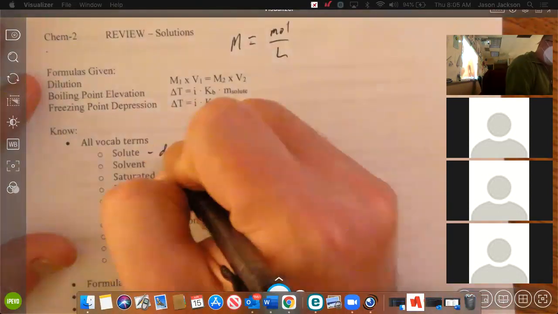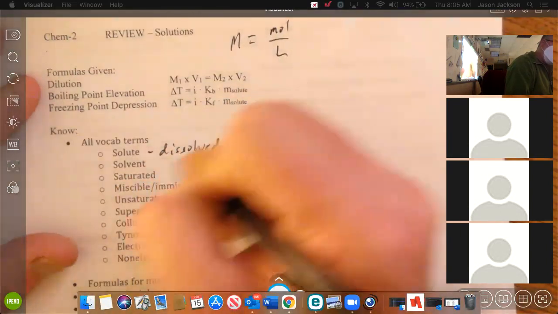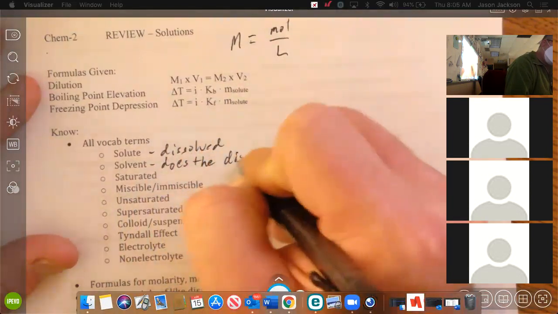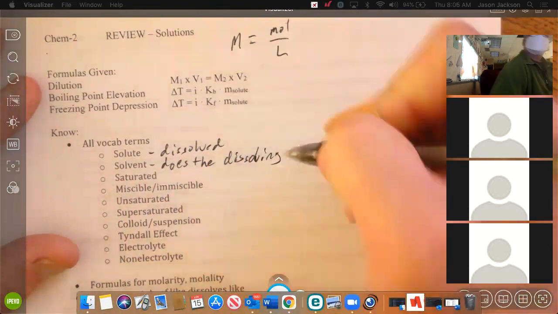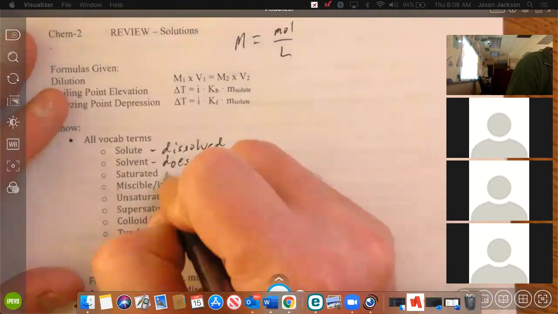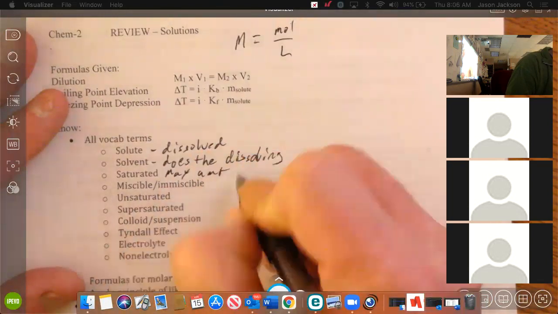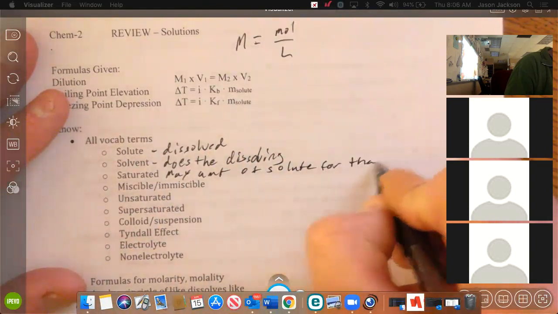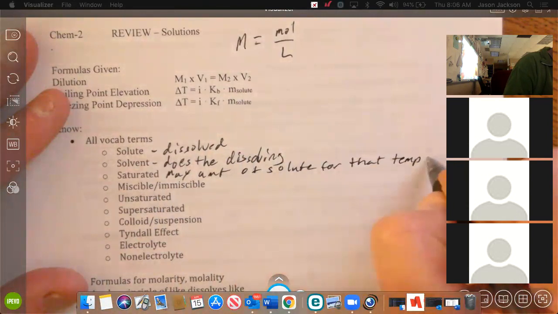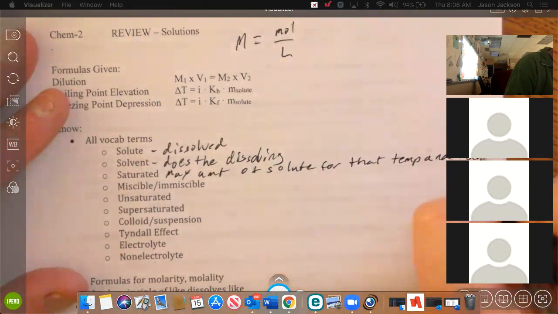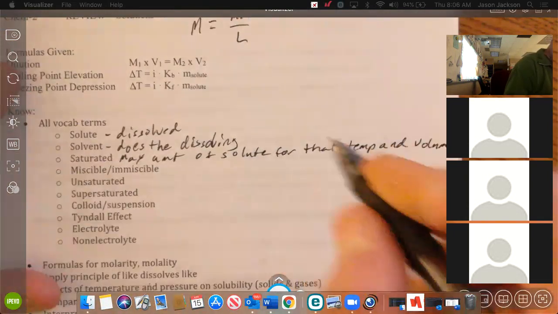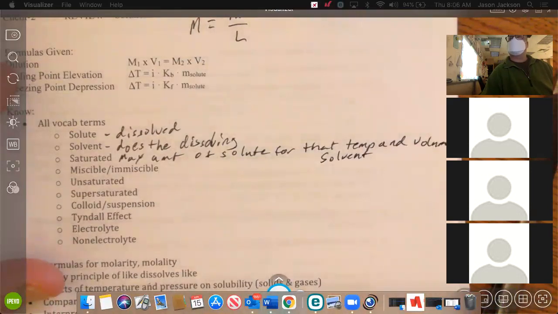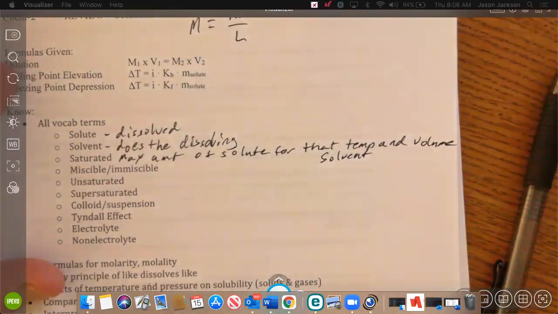The solute is dissolved. The solvent does the dissolving. If something is saturated, it has the max amount of solute for that temperature. And volume solvent. Keep that in mind.